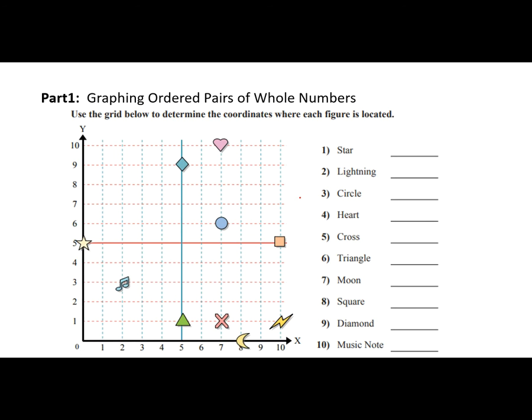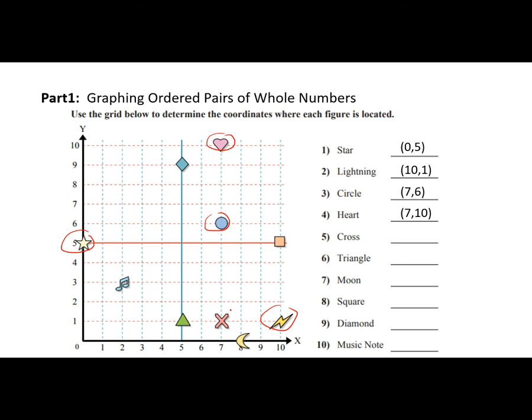Let's look at some of these. The star. Our star is located right here. 0 on the x-axis, 5 on the y-axis. So we got our lightning. Here's travel from the origin, 10 on the x-axis, 1 on the y-axis. Here's our circle. Travel from the origin, 7 on the x-axis, 6 on the y-axis. Our heart. I start at the origin, I travel on the x-axis 7, 10 on the y-axis.